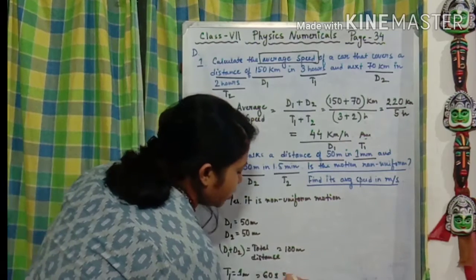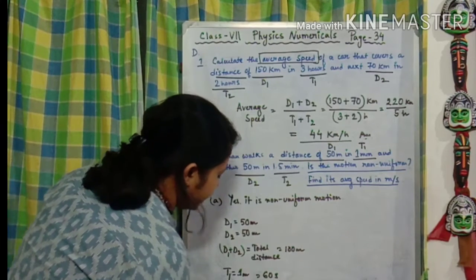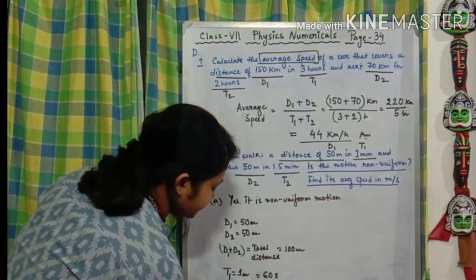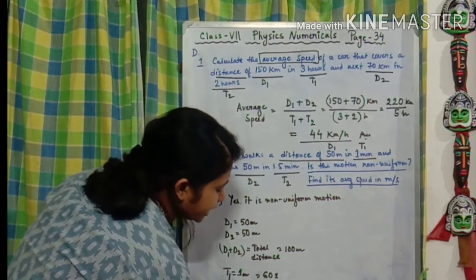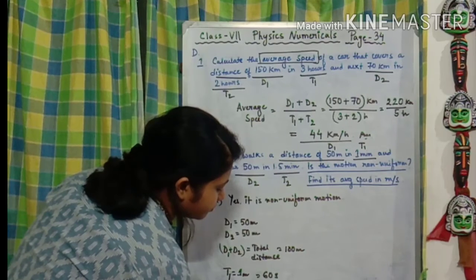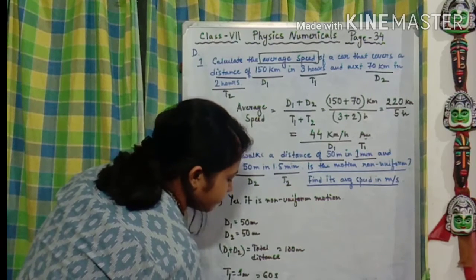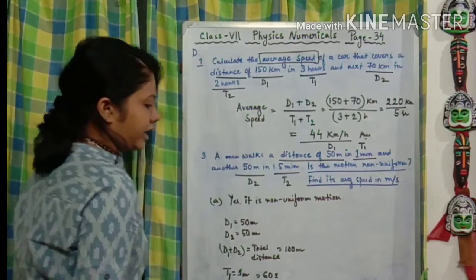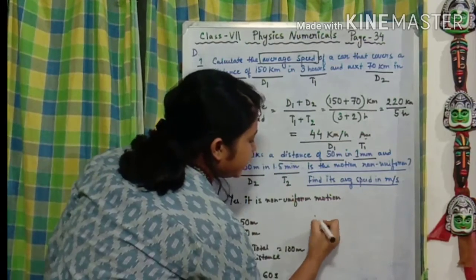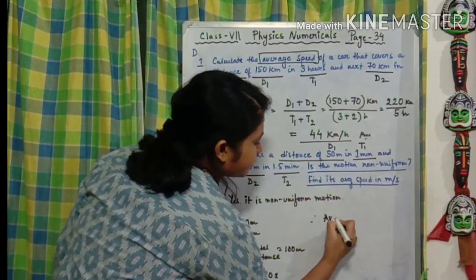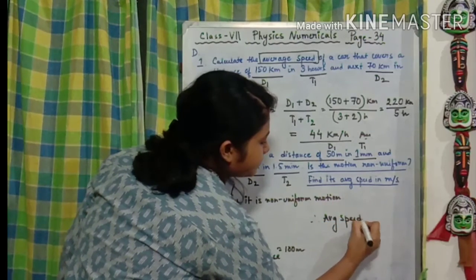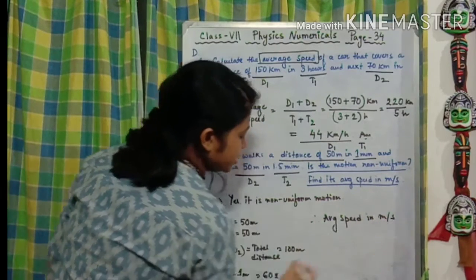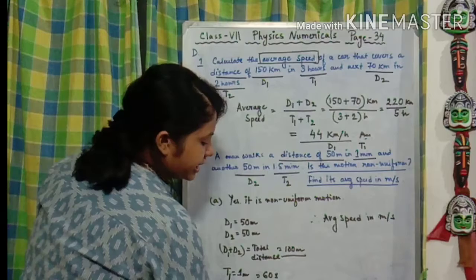Okay, so other than that, what we are going to find is the summation of total time. So T1 plus T2 ultimately gives total time equal to 150 second. Alright, now we can find the average speed in meter per second, because the distance is in meter and the time is in second right now.